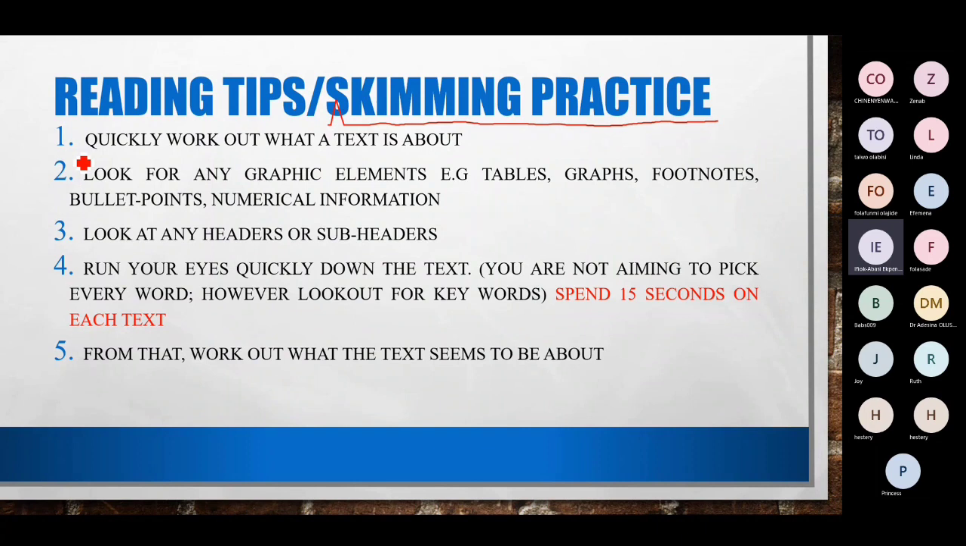Now, the next thing is for you to look at, when you're looking through, I'll show you how to skim through. You have to look through your text A, B, C, and D. I'll tell you how to go about it. But the thing that you must also note when you are skimming through is that you have to look out for any graphic elements, right? Now, if you see tables, take notes of tables, take note of graphs, okay? You also have to take note of footnotes, as well as bullet points and numerical information provided on your reading text.